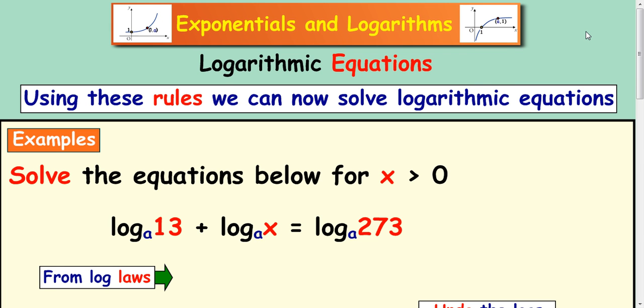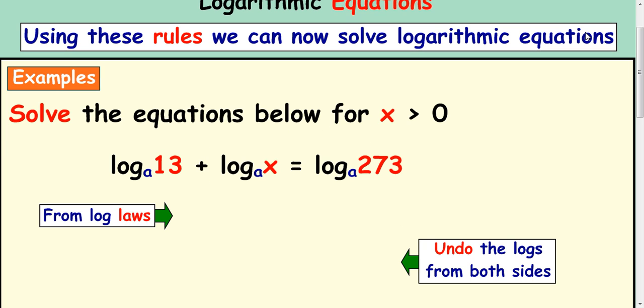In this lesson, we're going to look at how to solve logarithmic equations with the rules we've just learnt. So here's some examples. Solve the equations below where x is greater than 0. If we get two solutions and one's less than 0, we'll only choose the one that's greater than 0 and discount the one that's less than 0.